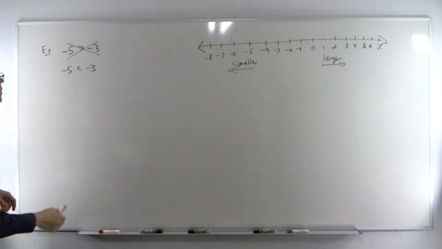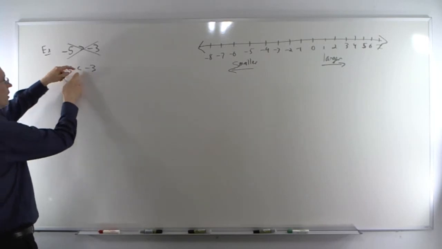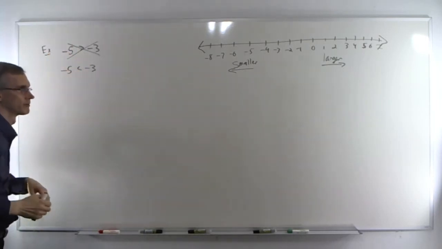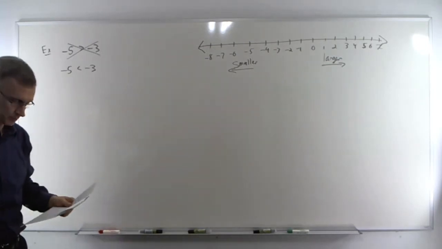Because with greater than or less than signs, the smaller side points to the smaller number. The bigger side points to the bigger number. That's a way to remember which one's less than or greater than.